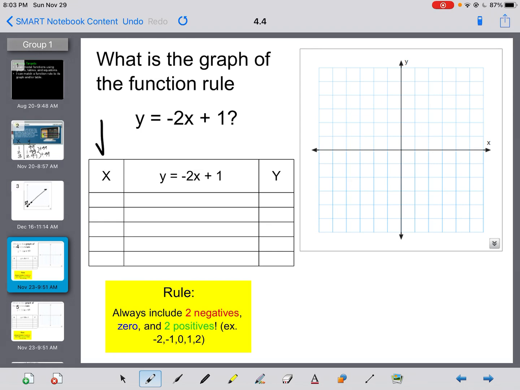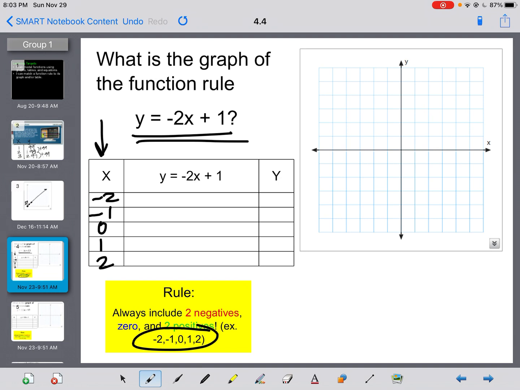On the x's, you get to pick your own x values because they aren't giving you anything other than this function rule. So when you pick your x's, you always have to have 2 negatives, a 0, and 2 positives. So what I usually do is -2, -1, 0, 1, and 2. At least then we have a start and we know what it looks like on both sides, positive and negative.